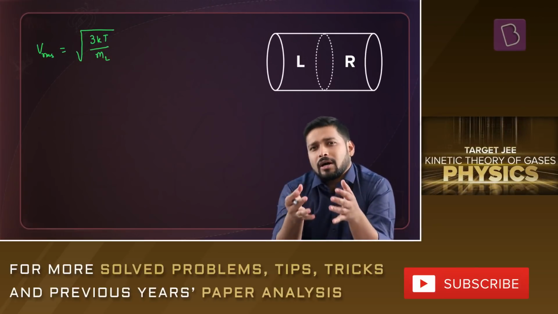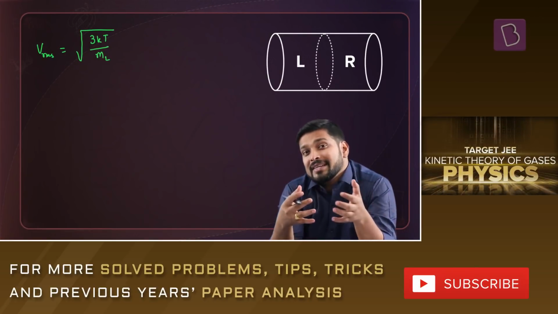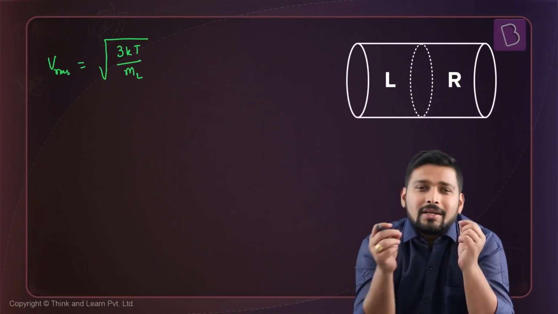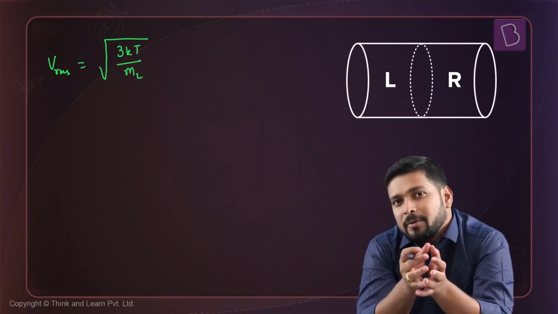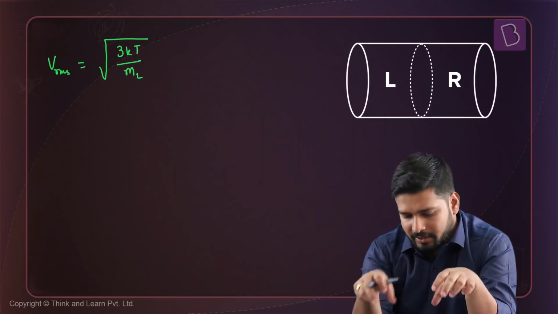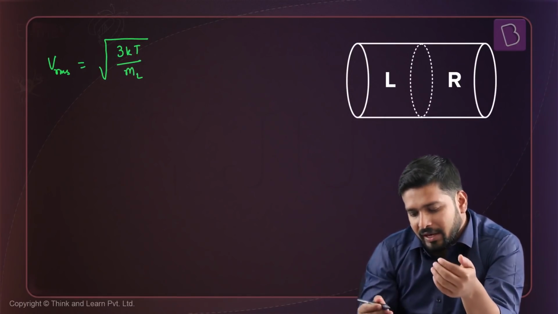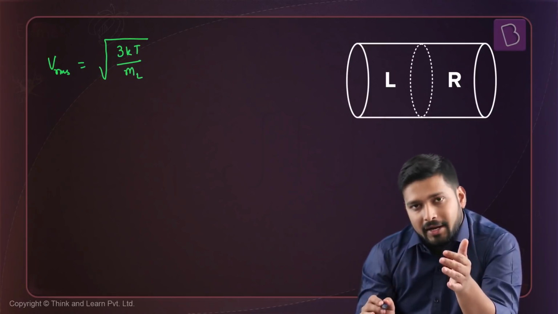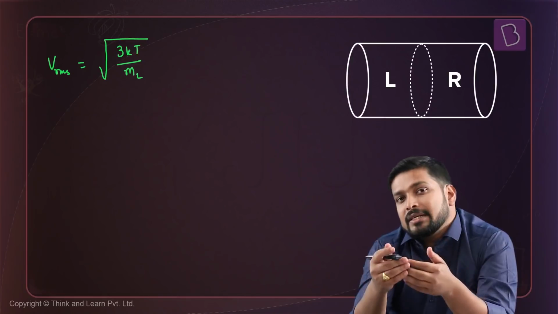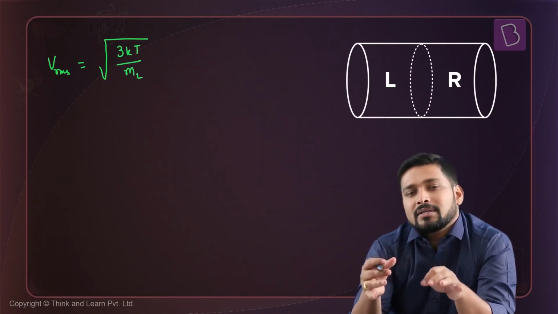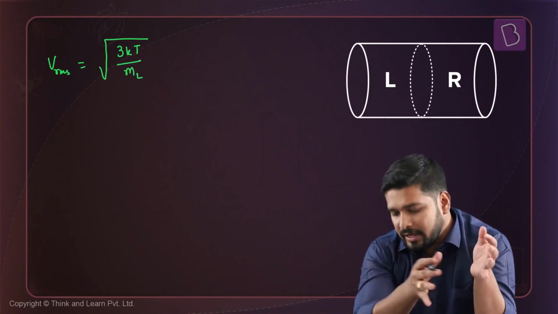Now of course we have other formulas as well, but why did I select this formula in particular? The reason is because at the end I need to know the ratio of the masses, right? So I'll be using a formula which has mass in it. In this formula, VRMS is equal to root over of 3kT upon mL. This k is the Boltzmann constant, T is the temperature in absolute scale, and m is the mass of the gas on the left side, right?